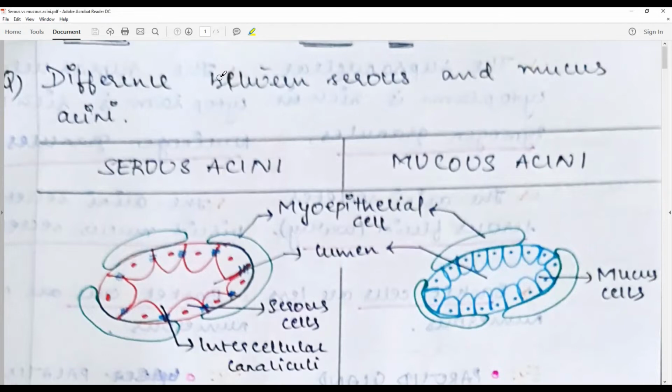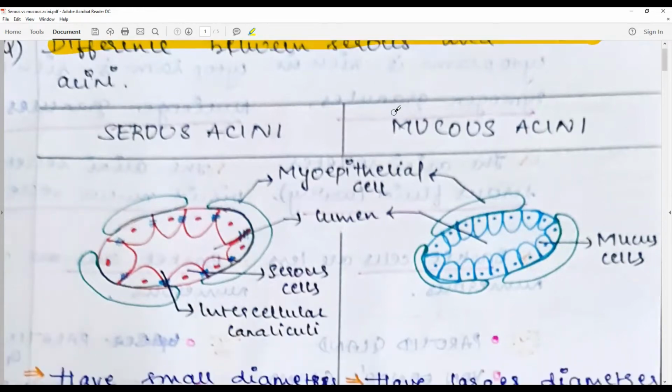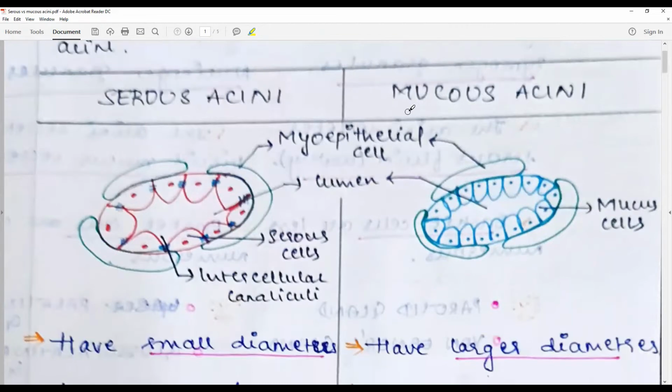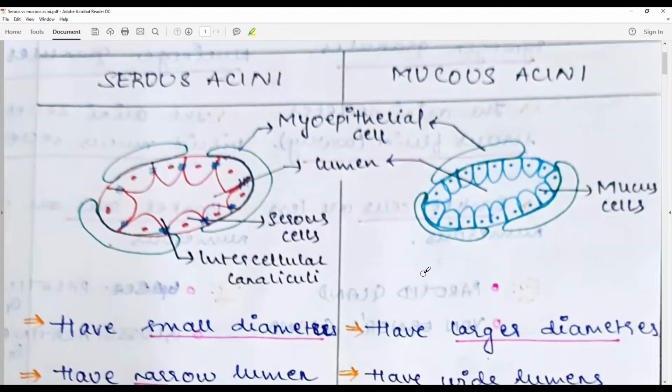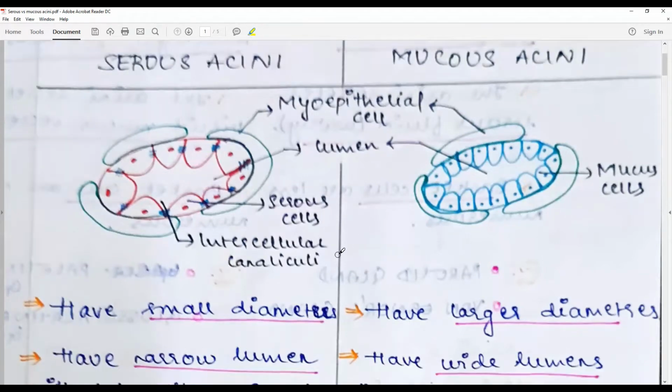The topic that we are going to deal with is the difference between serous and mucous acini, or compare and contrast between serous and mucous salivary acini. So, serous acini and mucous acini, draw this. The table would be better if you could put the content on which you are going to differentiate. Draw the diagrams of the serous and mucous cells, all the parts, neatly.